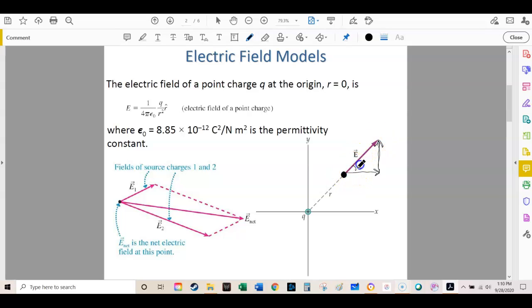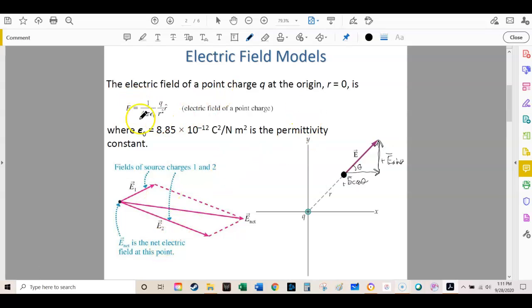Well, if this were an angle theta, this would be E cosine of theta, and it's pointing in the positive x direction, and this would be E sine of theta, pointing in the upwards y direction. So the arrow pointing to the right here would be pointing in the positive x direction, and the arrow here pointing upwards would be pointing in the positive y direction.